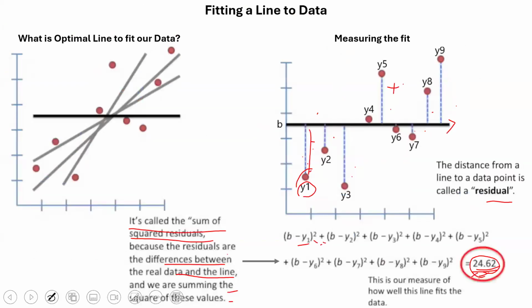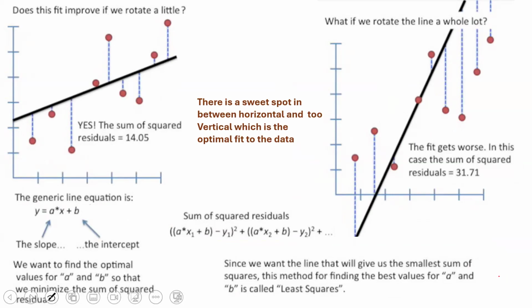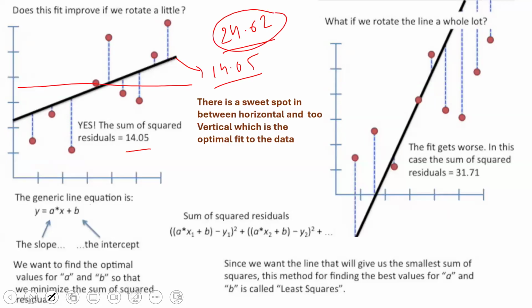Here the sum of squared residuals is 24.62, and here it is 14.5. What we got earlier for the mean line was 24.62, and for this line we got 14.05. So the sum of squared residuals for this line is less than for the mean line, so this is considered the best fitting line when compared to the mean line.